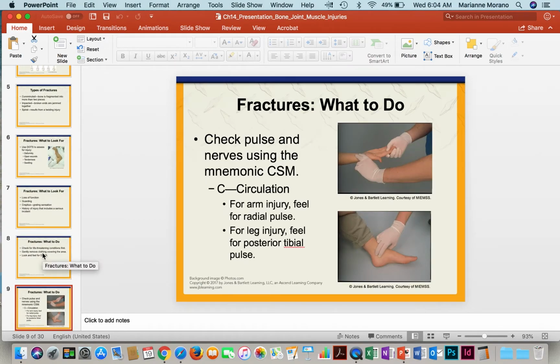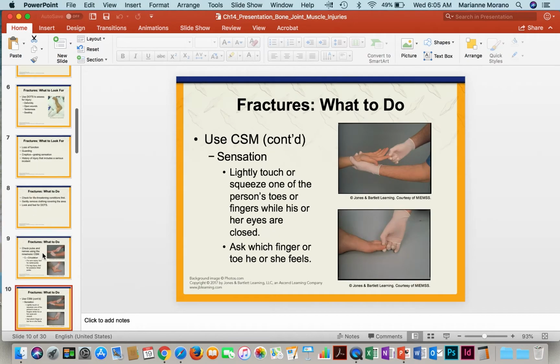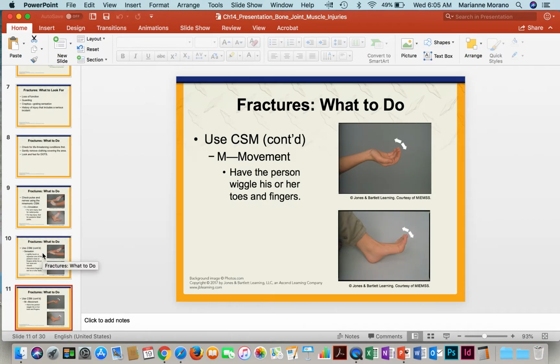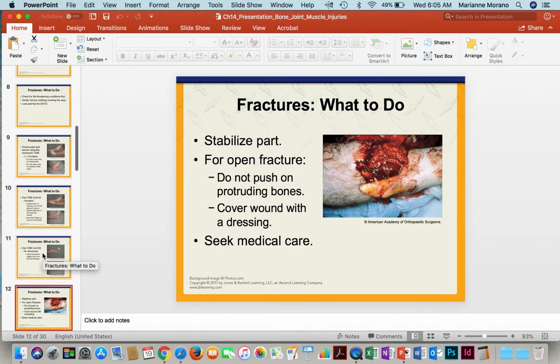There's also another mnemonic called CSM that you should be checking. And first you look for the C, or circulation. So you're checking a pulse, and you're doing that in the arm at the radial pulse and in the leg at the posterior tibial pulse. The next is sensation. Lightly touch or squeeze one of the toes or fingers without the person looking, and then ask which finger or toe they feel. And M is for movement. Have the person wiggle his or her fingers and toes to see if they move.